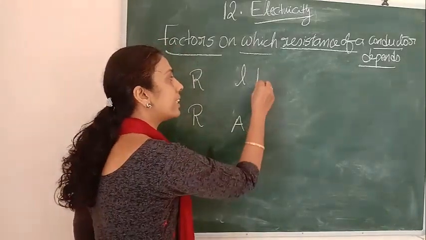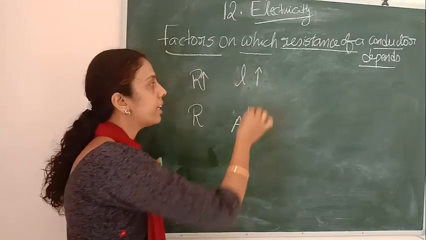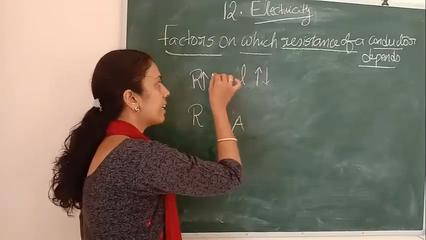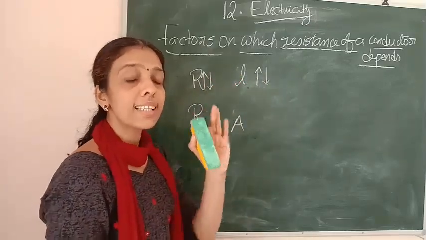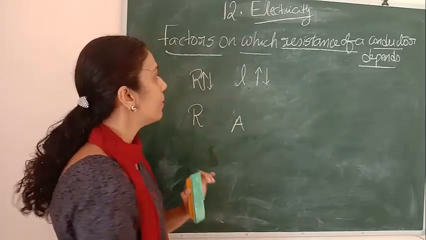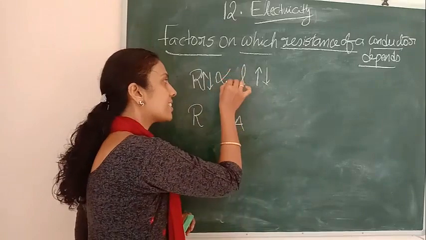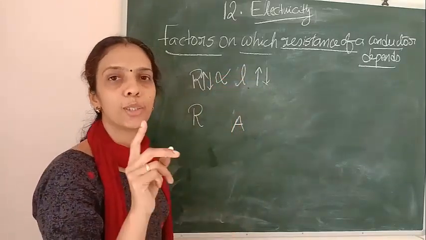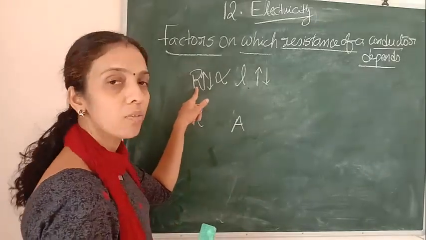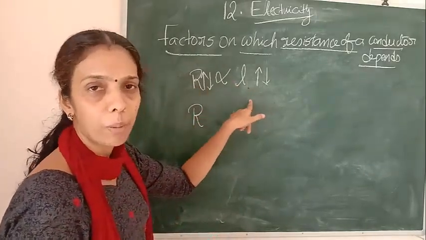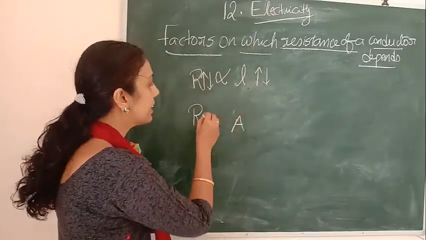If length increases, resistance also will increase. Okay? If length decreases, resistance also will decrease. So, if that is the dependence, how are resistance and length related? Very good. Resistance is directly proportional to the length of the conductor. So, understood? The resistance of a conductor will be directly proportional to its length.